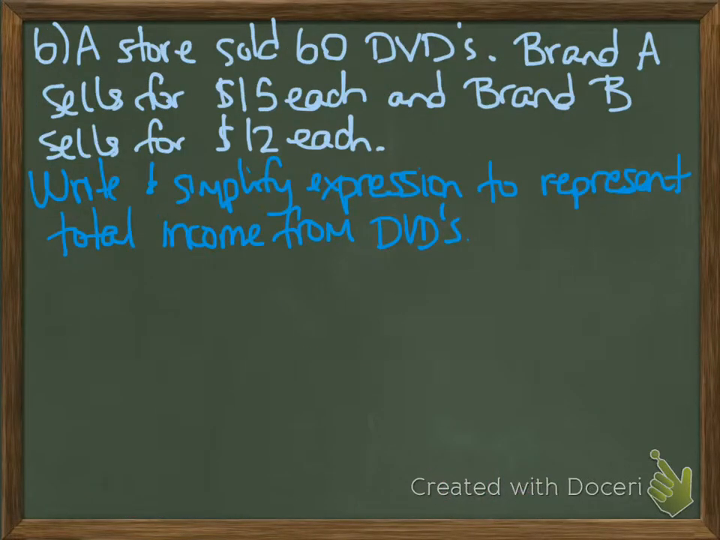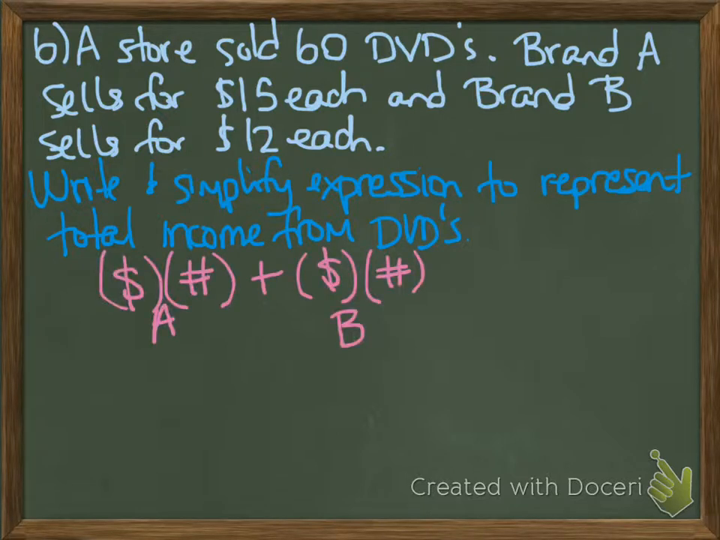And the last example. A store sold 60 DVDs. Brand A sells for $15 each, and brand B sells for $12 each. Write and simplify an expression to represent the total income from DVDs. So to find out the income, we're going to take the price times the number of brand A DVDs that we sold, plus price times the number of brand B DVDs that we sold.